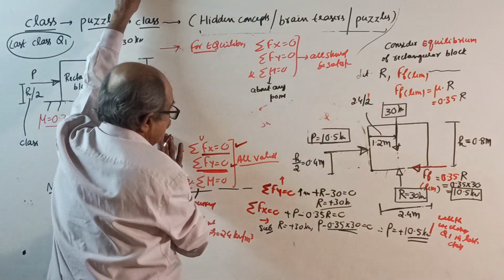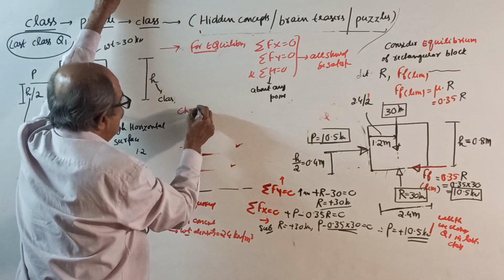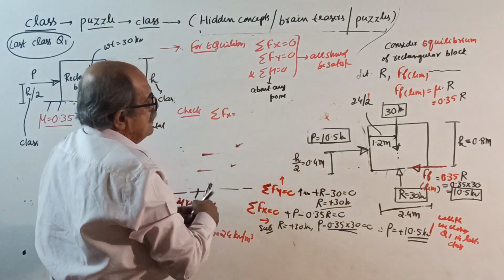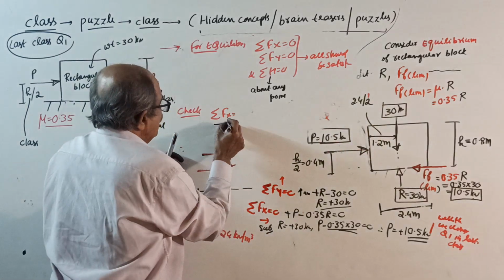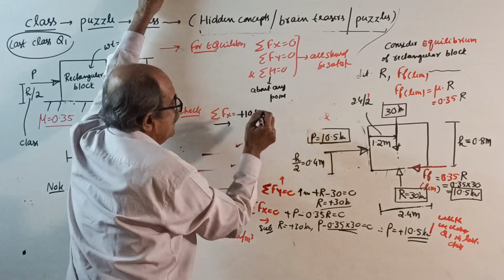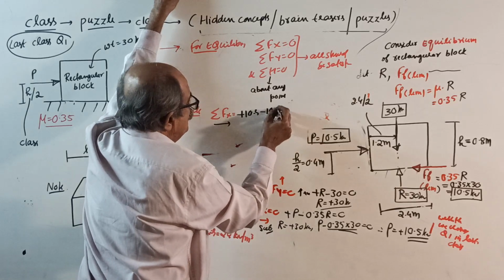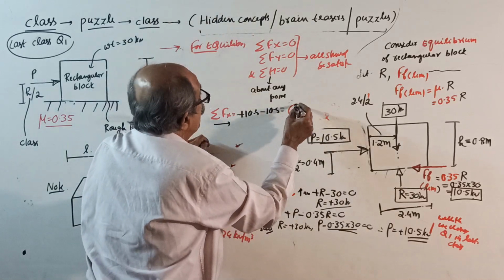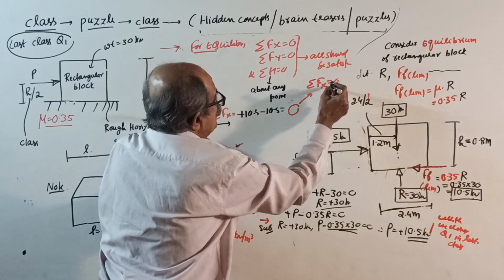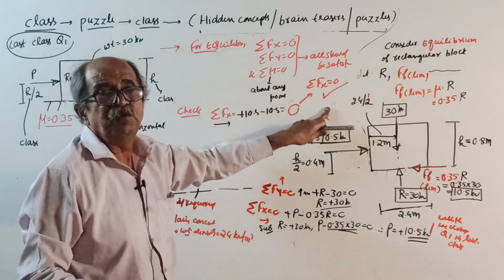Now check the answer. Start with sigma fx. Take the right side: 10.5 plus 10.5, then left side: 10.5 minus 10.5 equal to 0. Sigma fx equal to 0 is fully satisfied. Right mark means fully satisfied.